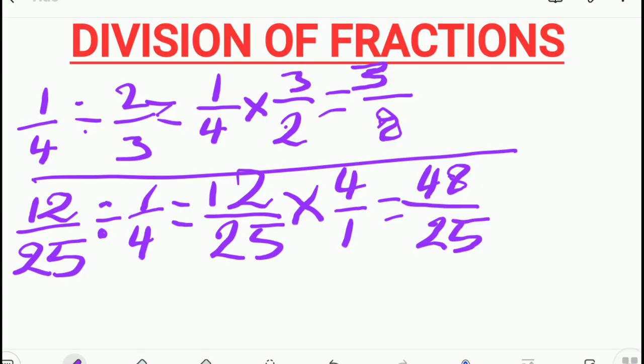Division of fractions is not difficult, it is very easy, but sometimes it challenges some students. They get confused about how they can divide the fractions. You have to know that you write the first fraction as it is and multiply by the reciprocal of the second fraction.